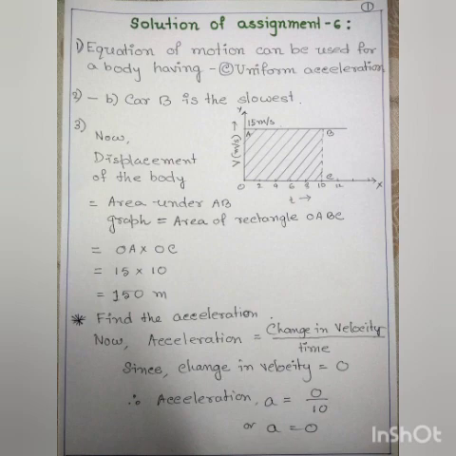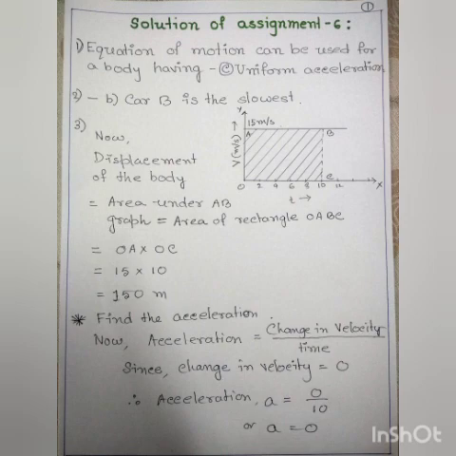Here area is area of the rectangle OABC. Clear? So area under AB graph is the area of rectangle OABC, that is width into breadth, that is OA into OC. Here OA is given the velocity, which is constant here, that is 15 meter per second, and time OC equals to 10 second. So area is 15 into 10, that is 150 meter.